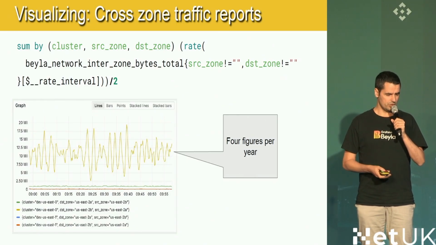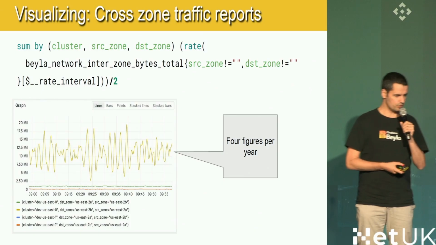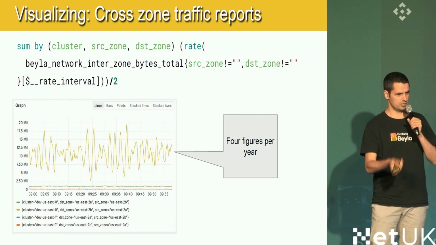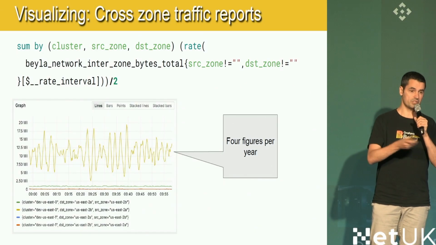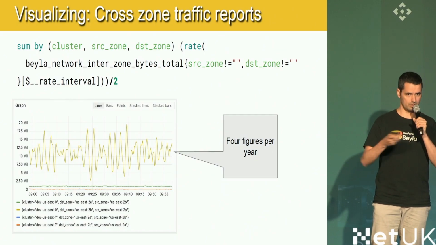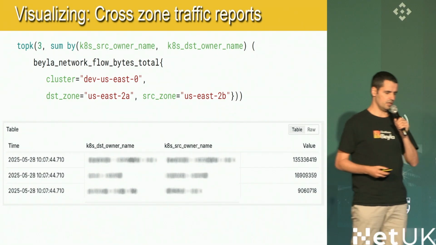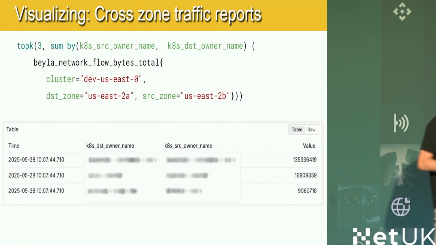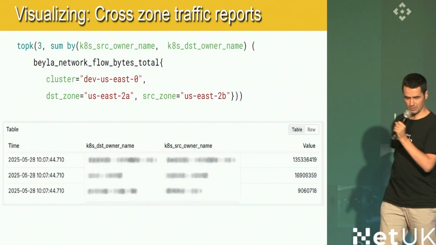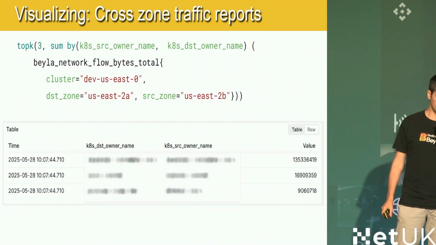So can this be reduced? We can filter traffic not only by source zone and destination zone, but also see which applications are spending most of that traffic. So in this new query, we say, okay, we want the top 3 pairs of owner name and destination owner name for that cluster and those destination zones. This has been anonymized for confidentiality reasons.